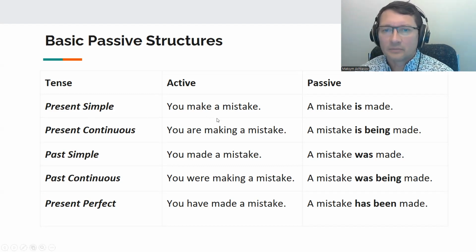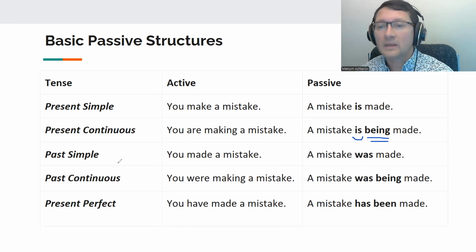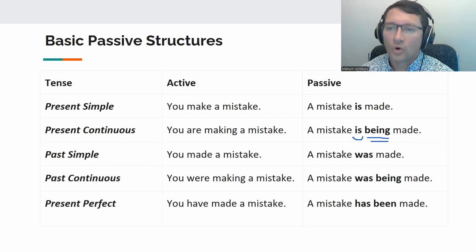So in the present simple, you make a mistake or a mistake is made. Present continuous, you are making a mistake. You could also say a mistake is being made. So we have the verb is and then being, that indicates continuous aspect. Okay, past simple, you made a mistake or a mistake was made. So these are all the illustrations of basic passive forms.